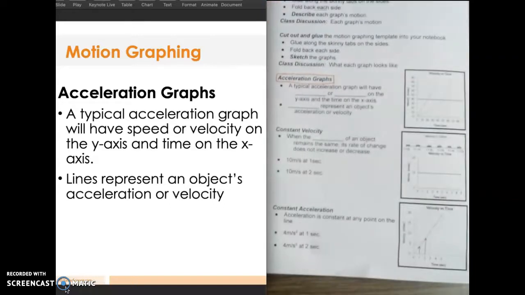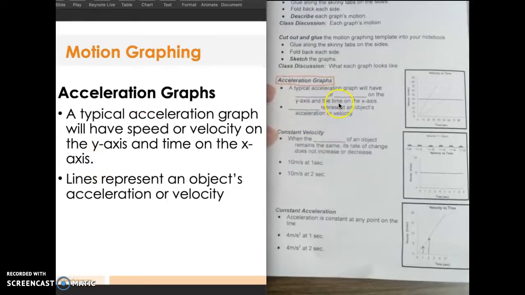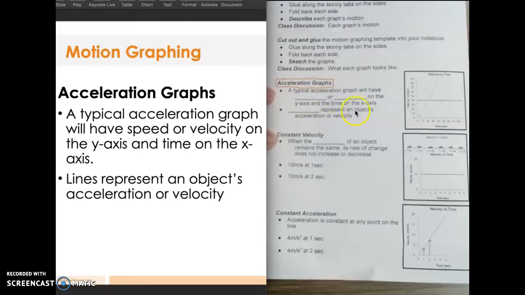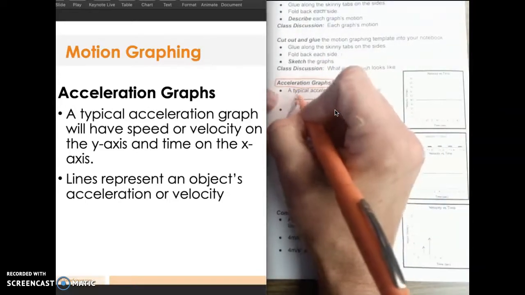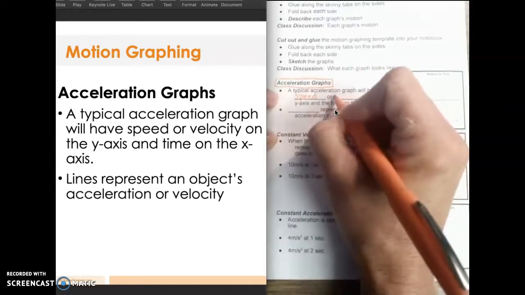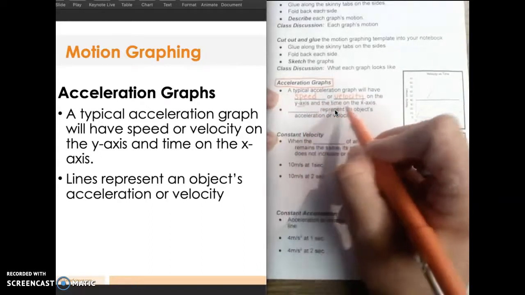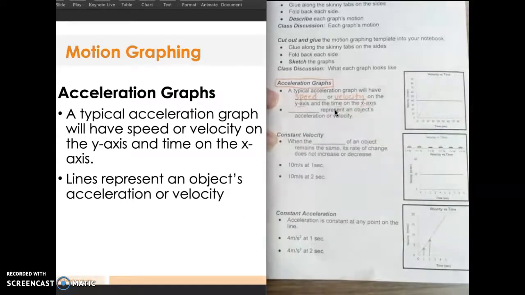If you look at the PowerPoint over here, it says a typical acceleration graph will have speed or velocity, remember, a change in direction, on the y-axis and time on the x-axis. Okay, so we're going to fill in our blanks right here. A typical graph will have speed or velocity. Those are our blanks. On the y-axis and time on the x-axis.